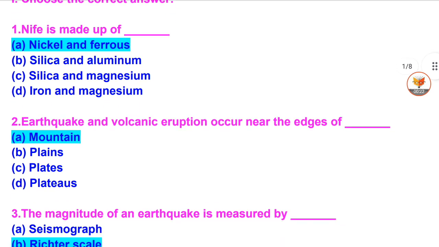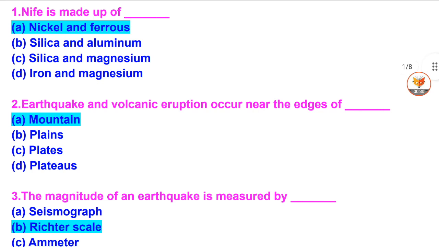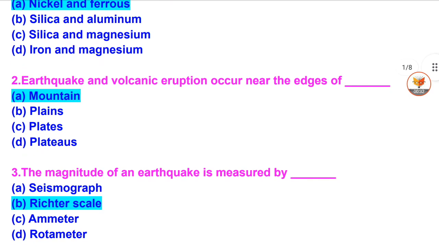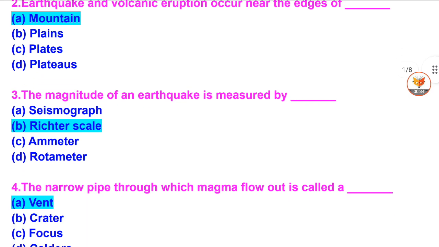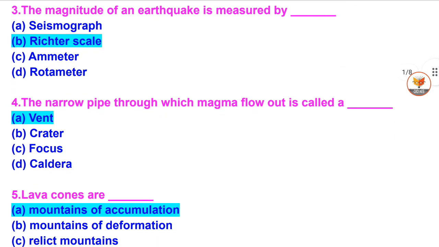2. Earthquakes and volcanic eruptions occur near the edges of: A. Mountains, B. Plains, C. Plates, D. Plateaus. 3. The magnitude of an earthquake is measured by: A. Seismograph, B. Richter scale, C. Ammeter, D. Rotameter.